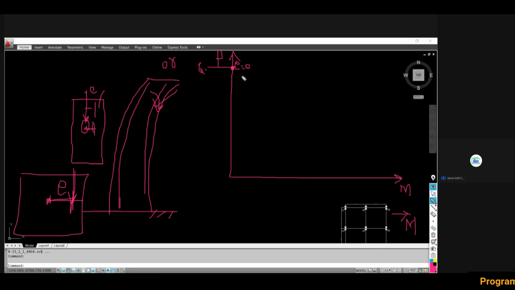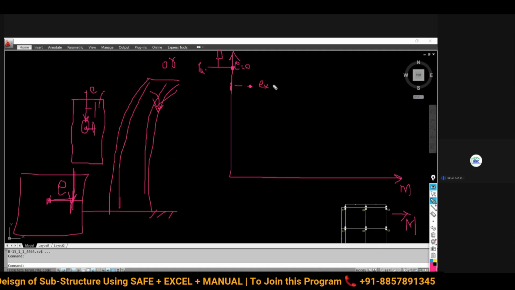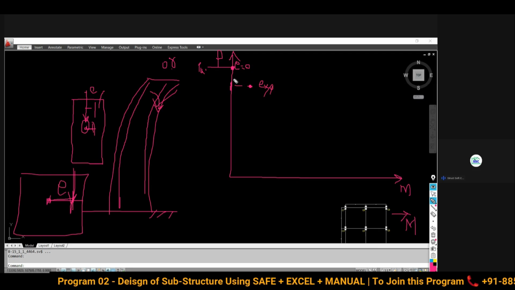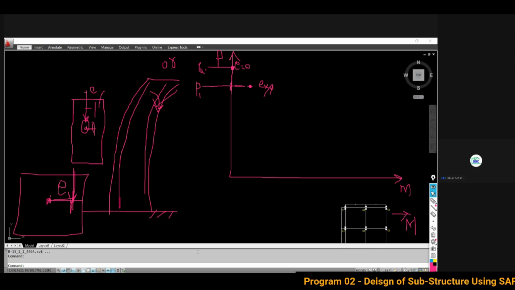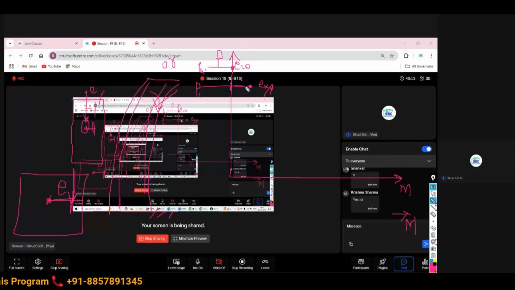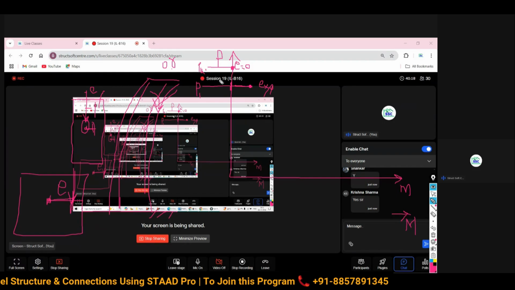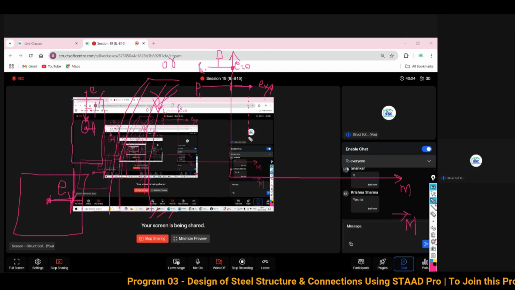Now when eccentricity is generated, suppose this is the point of your eccentricity from your y-axis, just for example, eccentricity in y or x, whatever, in any direction. Now the actual load carrying capacity is reduced or not? It is this one, P1. Yes or no? It is reduced. So what is the next point? When the eccentricity is generated, your actual load carrying capacity is reduced, because the moment is acting.